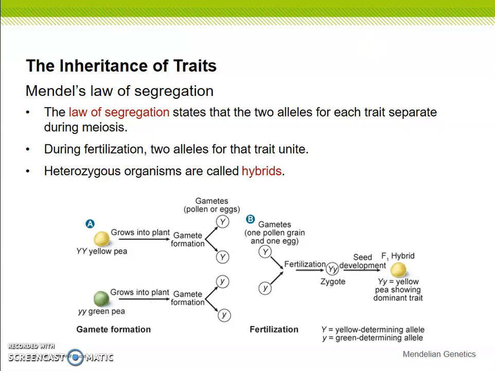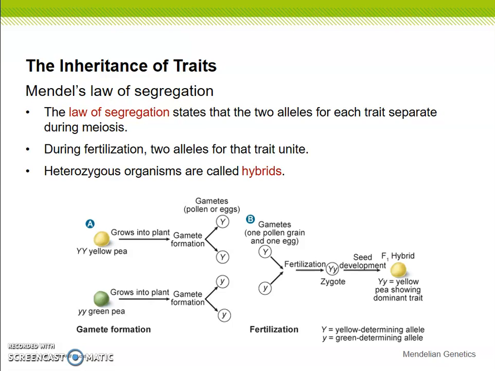Now let's move on to Mendel's law of segregation. The law of segregation states that the 2 alleles for each trait separate during meiosis. Remember, 1 chromosome goes to either side of the cell. You only inherit 1 chromosome for each trait. You don't get both pairs from both parents. You only get one or the other.